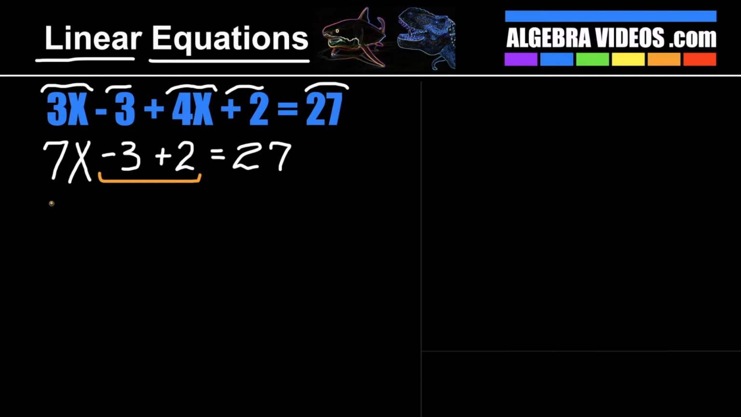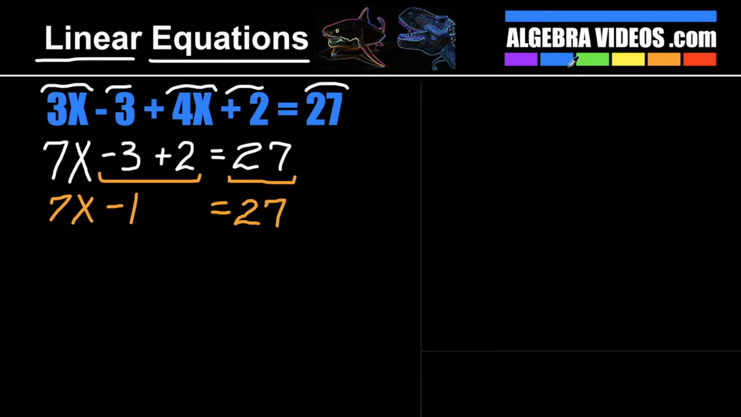So I'm just going to rewrite the equation. 7x, that's the same. And instead of minus 3 plus 2, I'm just going to say minus 1. Because negative 3 plus 2 is minus 1, right? And that equals, on the right side, nothing's changed over here. That's still 27. So I'm just going to rewrite that 27.